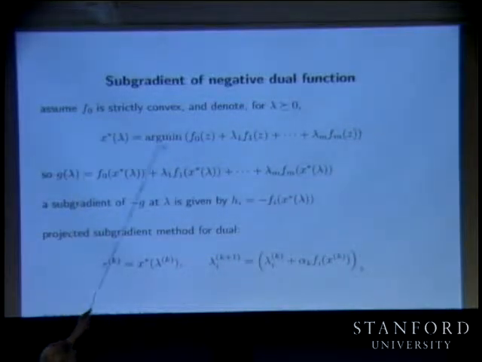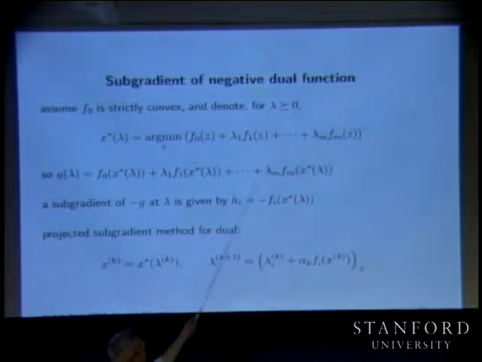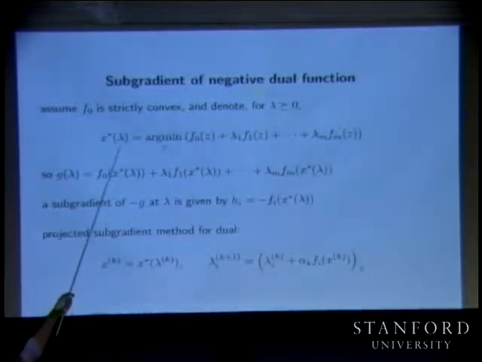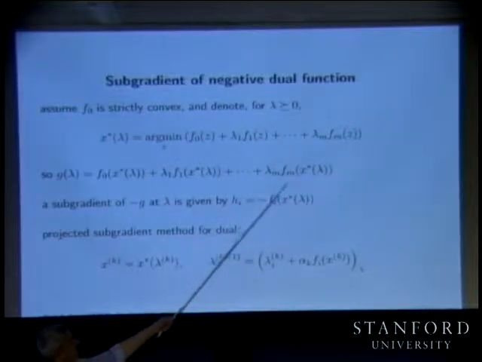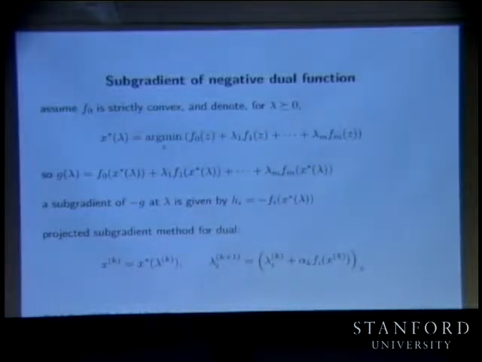F0 is strictly convex. That means this is strictly convex here, and therefore it has a unique minimizer. We're going to call that minimizer X star of lambda. It's a function of lambda. Of course, if X star is the minimizer, then g of lambda is F0 of X star of lambda plus the sum of lambda i times Fi of X star of lambda. It's the Lagrangian evaluated at the minimizer. So a subgradient of minus g at lambda is then given by this: h i is minus Fi of X star of lambda.